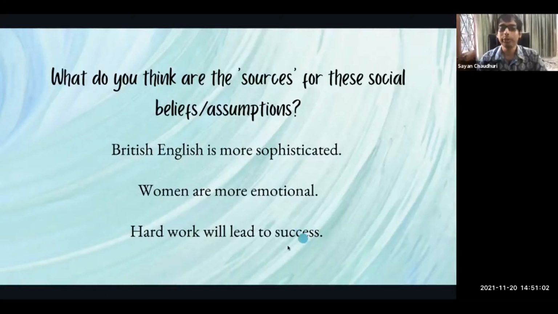British English is more sophisticated. What do you think are the sources which may have established this idea that British English is more sophisticated? Okay, British TV shows, that's great. Gopal said something ironic. Someone long time ago had an inferiority complex. Okay, we'll come to that, Gopal. Colonization, all right. English grammar lessons, very good. Interaction, that's a bit vague, like interaction between whom? Eurocentrism.